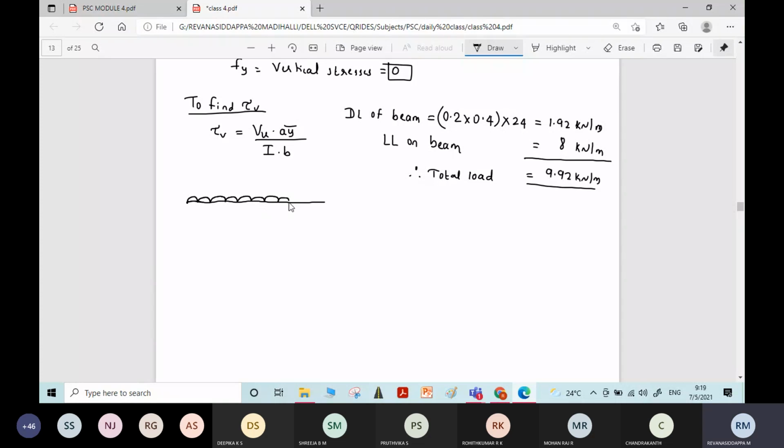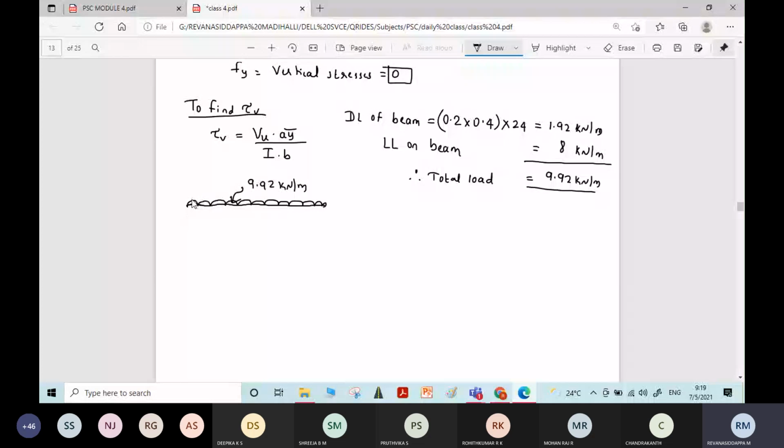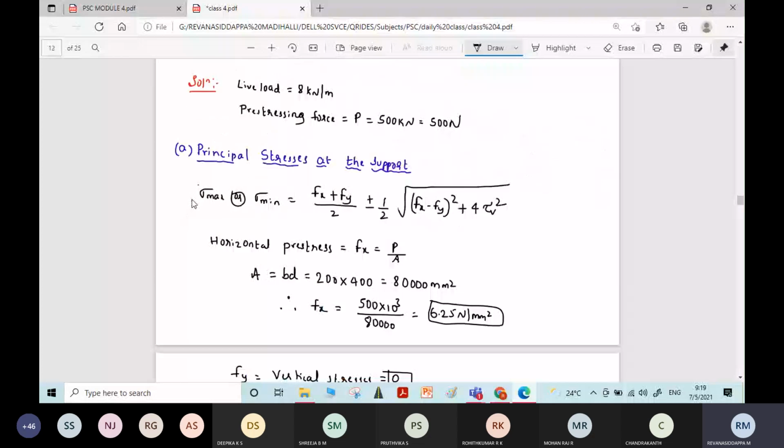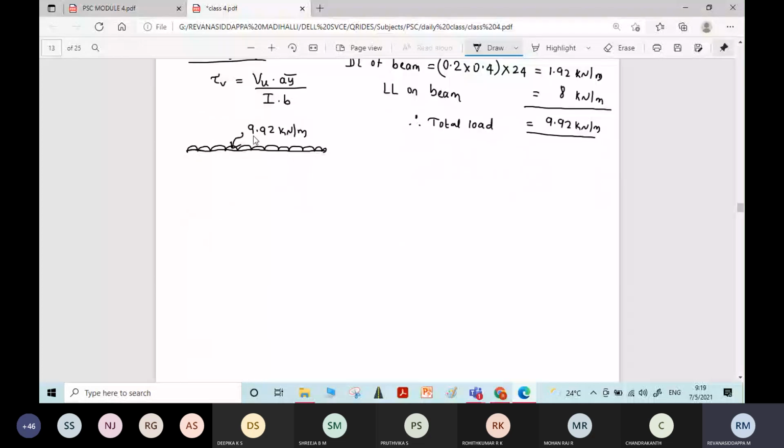The intensity of load is 9.92 kilonewton per meter. What is the span of the beam given? Span of the beam is given as 10 meter. Now you can find the reaction at the support, right?